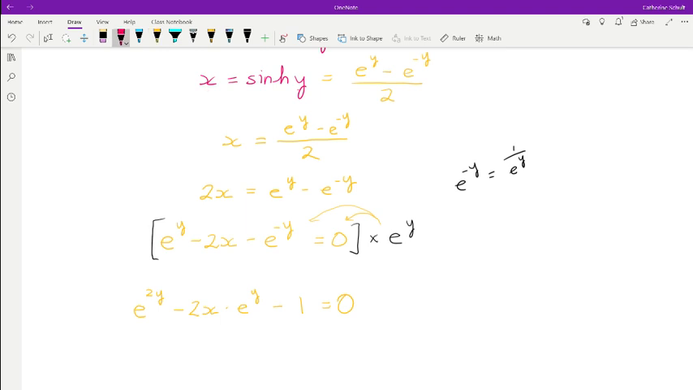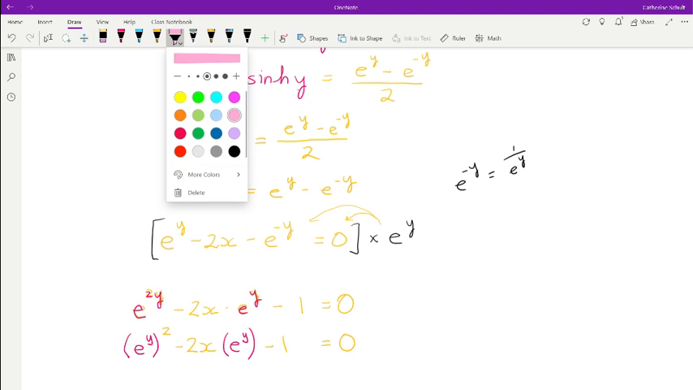We are going to focus on the e to the y's. And this little trinomial we have right now is acting like a quadratic, where e to the y is acting as the variable. I'll write it like this. E to the y squared minus 2x e to the y minus 1 equals 0. Okay, so these things that I have right here, I'll do it in pink.